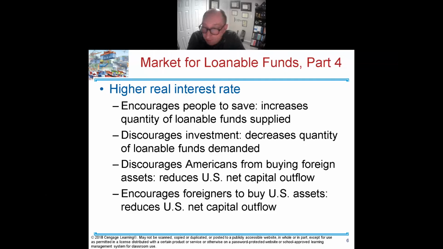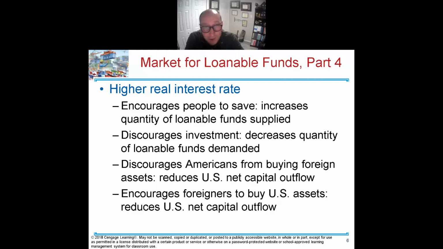Interest rates, of course, have an impact on loanable funds. The lower interest rate, of course, will encourage people to get loanable funds. The more people save, let's say that your savings interest rate is high, it encourages you to save more money in the bank. That increases the amount of loanable funds available. Of course, the opposite is also true.